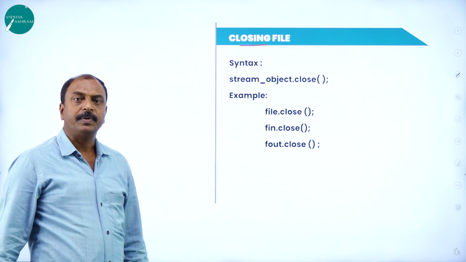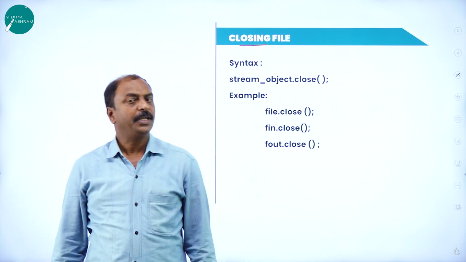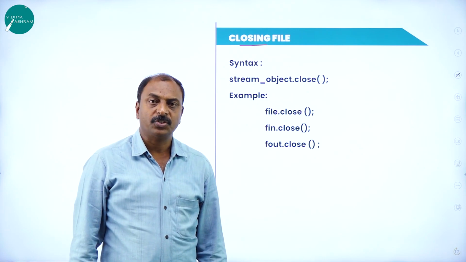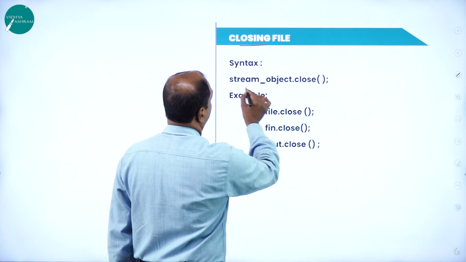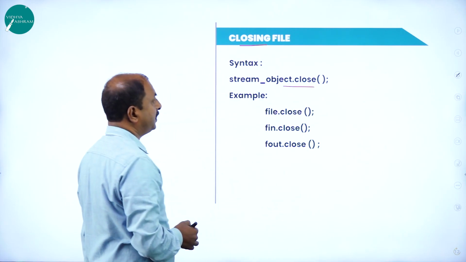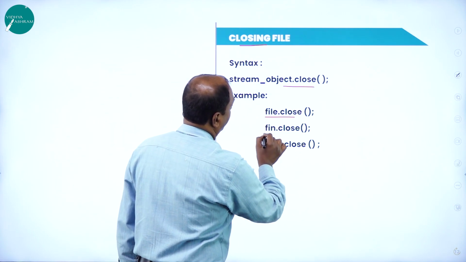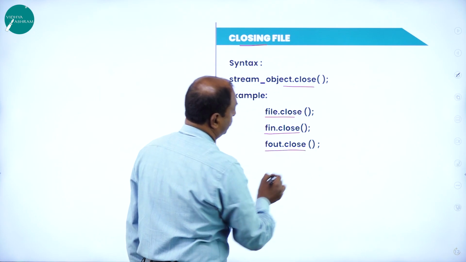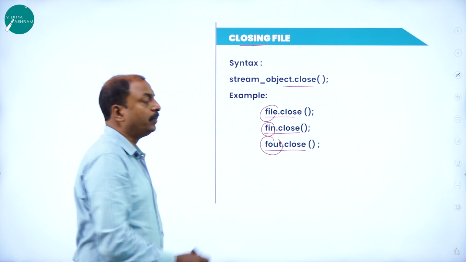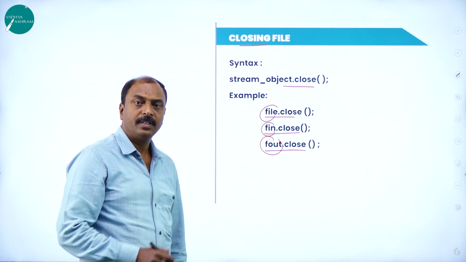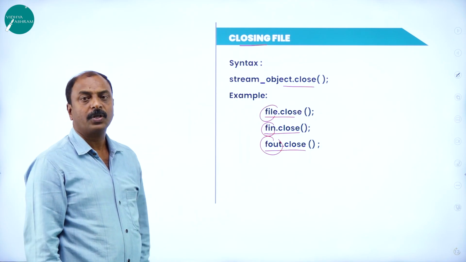Once the file has been opened for any operation, either read or write or any other operations, the particular file has to be closed. So this is the syntax: stream object dot close. Close is a function. Examples are ffile.close, fin.close, fout.close. You remember, all these are objects of the respective classes which have opened the file for either read or write operation. So this is the syntax for closing a file.